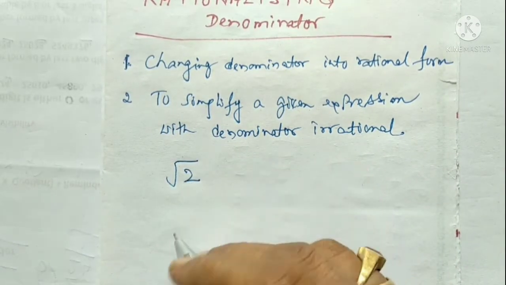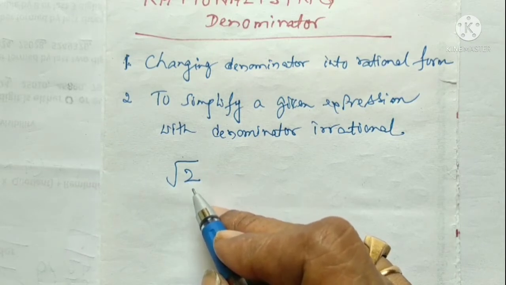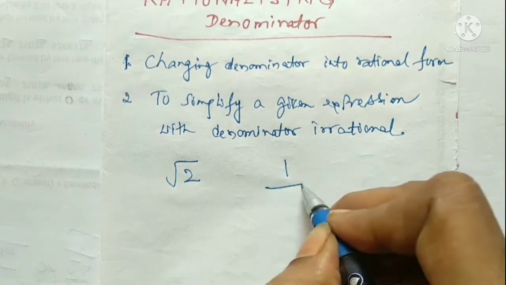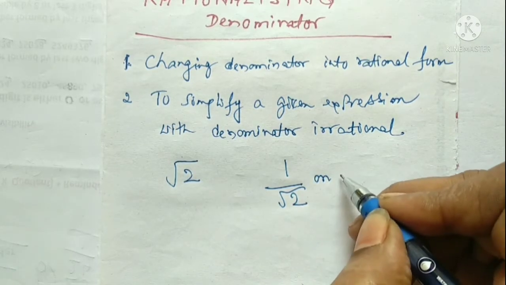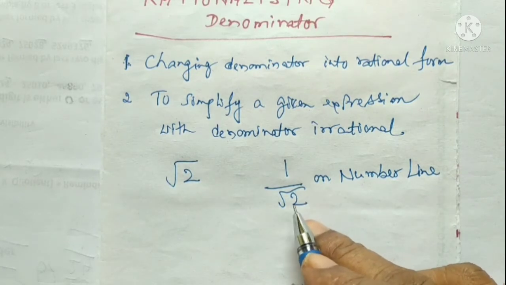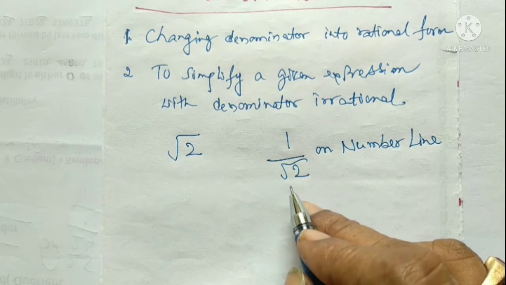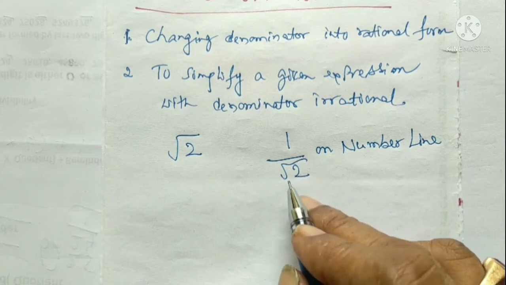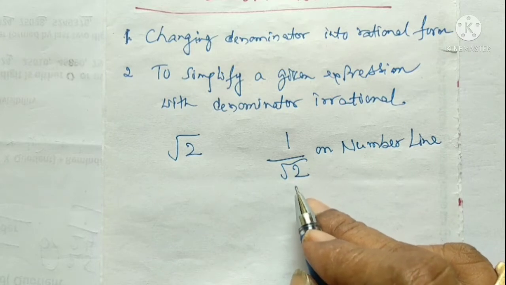We know root 2 and we have already learned how to locate root 2 on the number line. Now let us take 1 by root 2. If you want to locate 1 by root 2 on the number line, it is not so easy. Then how to locate this number? It is an irrational number and it is in the denominator. We have to rationalize this, which means the irrational denominator is to be converted into a rational one.